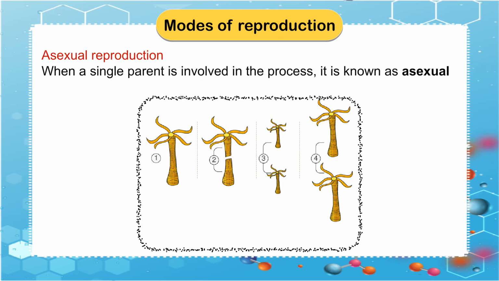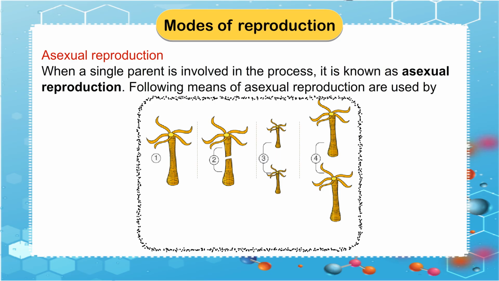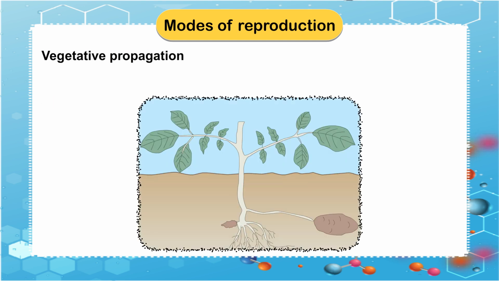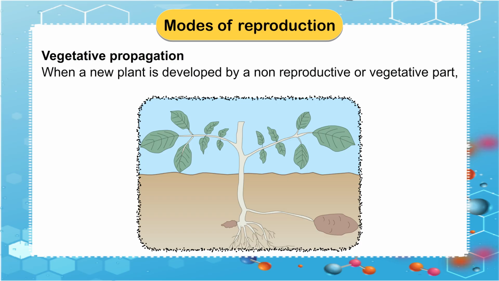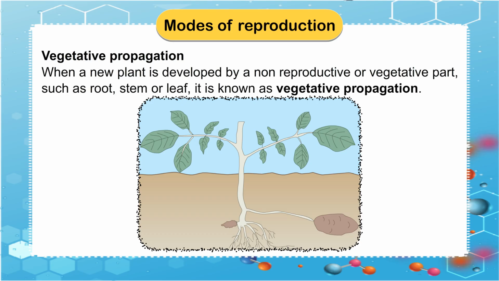When a single parent is involved in the process, it is known as asexual reproduction. Following means of asexual reproduction are used by plants. Vegetative propagation. When a new plant is developed by a non-reproductive or vegetative part, such as root, stem or leaf, it is known as vegetative propagation.